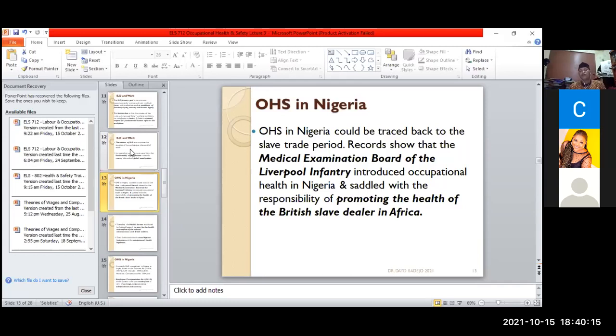Records show that the Medical Extension Board of Liverpool Infantry introduced occupational health and safety in Nigeria, and that was to promote the health of the British slave dealers in Africa. They brought a lot of things to us in those periods, but their purpose was to protect their own people and the dealers that related with them in terms of their safety and health.